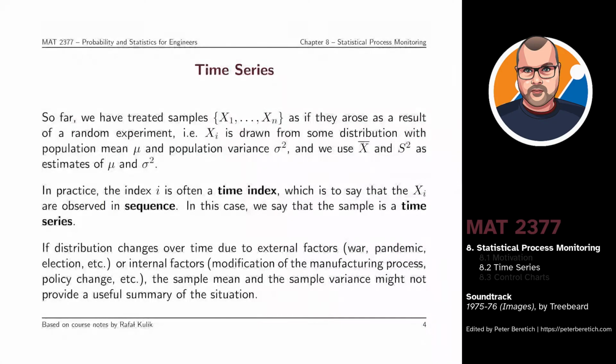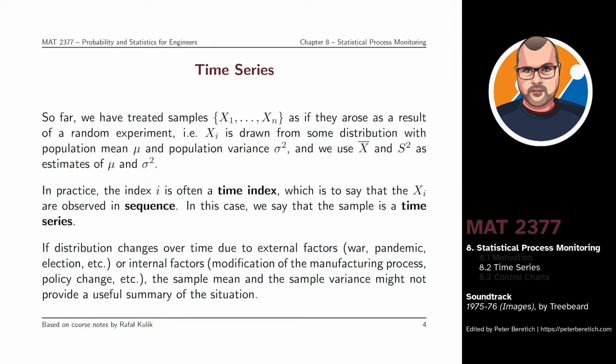Up to now, we've treated our samples, x1, x2, x3, all the way up to xn, assuming that they arose as a result of some random experiment. The xi are drawn from some distribution with population mean mu and population variance sigma squared, and we use the sample mean x bar and the sample variance s squared as estimates of mu and sigma squared.